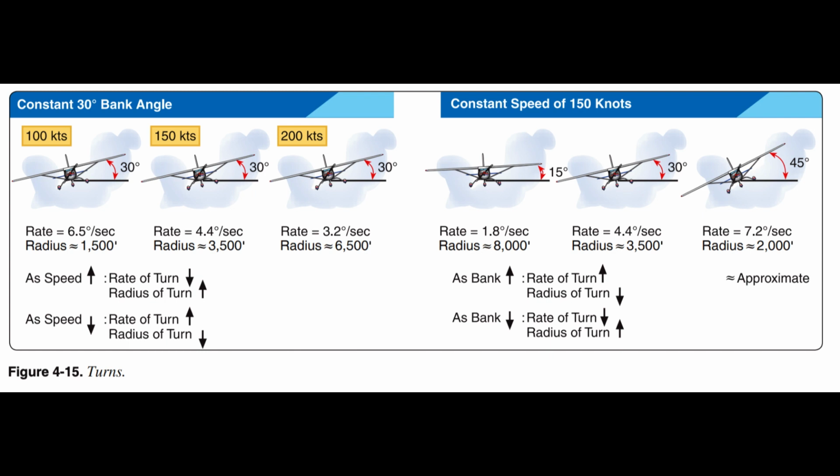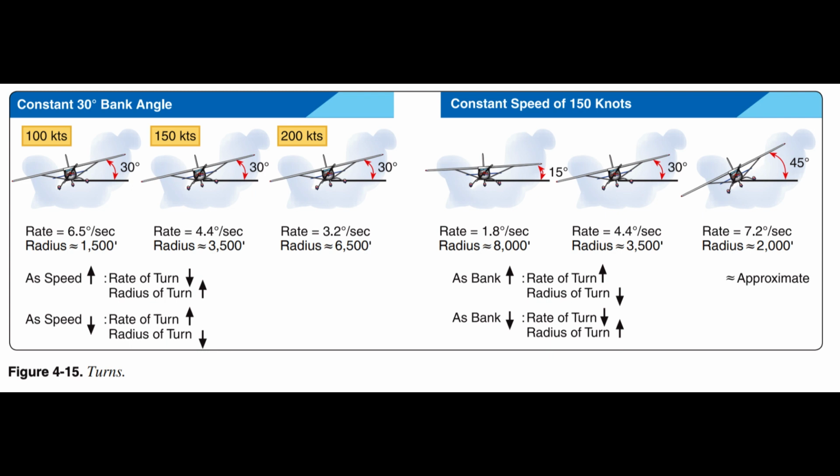A rule of thumb for determining the standard rate turn is to divide the airspeed by 10 and add 7. An aircraft with an airspeed of 90 knots takes a bank angle of 16 degrees to maintain a standard rate turn. 90 divided by 10 plus 7 equals 16 degrees. Radius of turn.